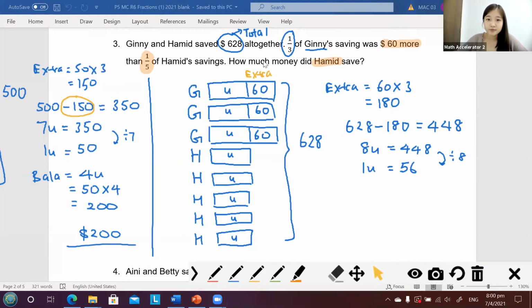So you must check what they're asking for. They want how much money did Hamid save. You only have 1 unit. Hamid is not 1 unit only. How many units must you look for? Look at your model. You should be looking for 5 units. You only got 1/5. So look for 5 units. So 56 times 5. Calculate. This should get you $280.